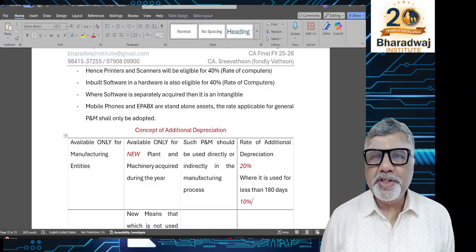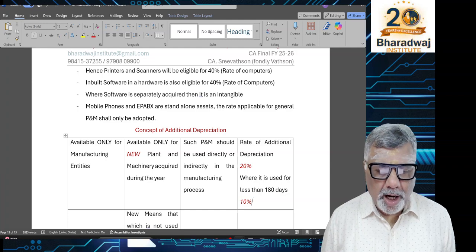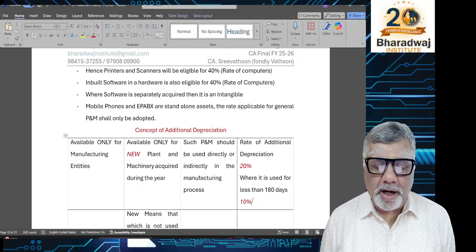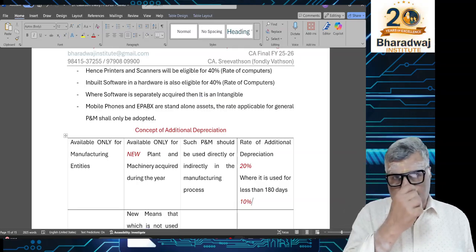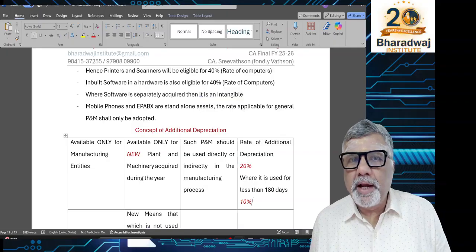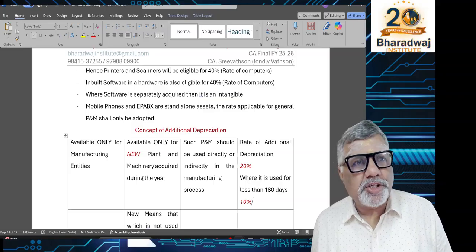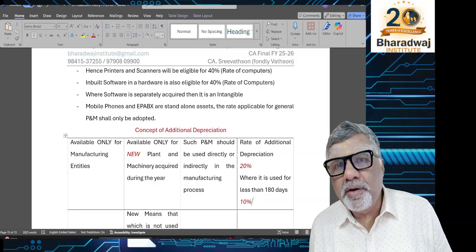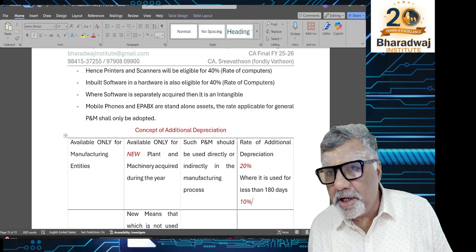Shall I go on, friends? Available for new plant and machinery acquired during the year, used directly or indirectly in the manufacturing process. A machine which is used in the manufacturing process is acquired. Will I get additional depreciation? Yes, it is used for manufacturing.